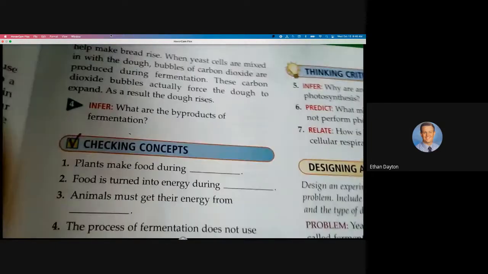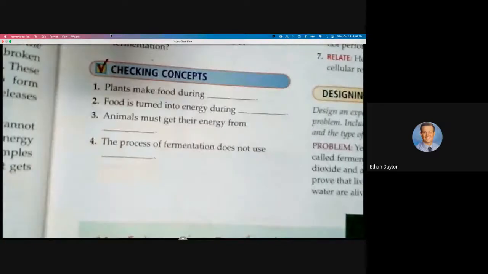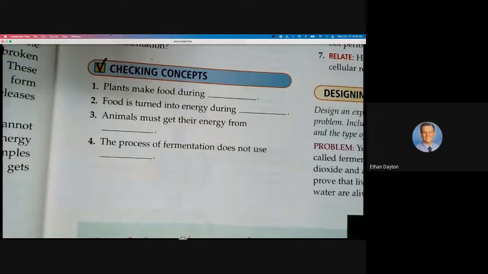Then let's talk about checking concepts. Number one, everyone needs to be writing this down.